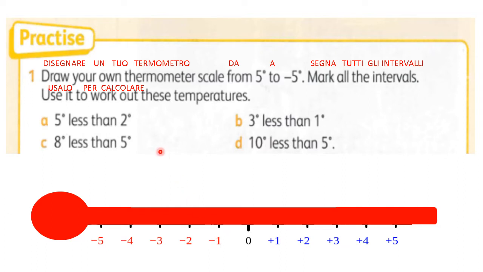help you calculate 5 degrees less than 2 degrees. So starting at 2, going back 5 degrees, 3 degrees less than 1, so from 1 going back 3, 8 degrees less than 5, so from 5 going back 8, and 10 degrees less than 5, from 5 going back 10.